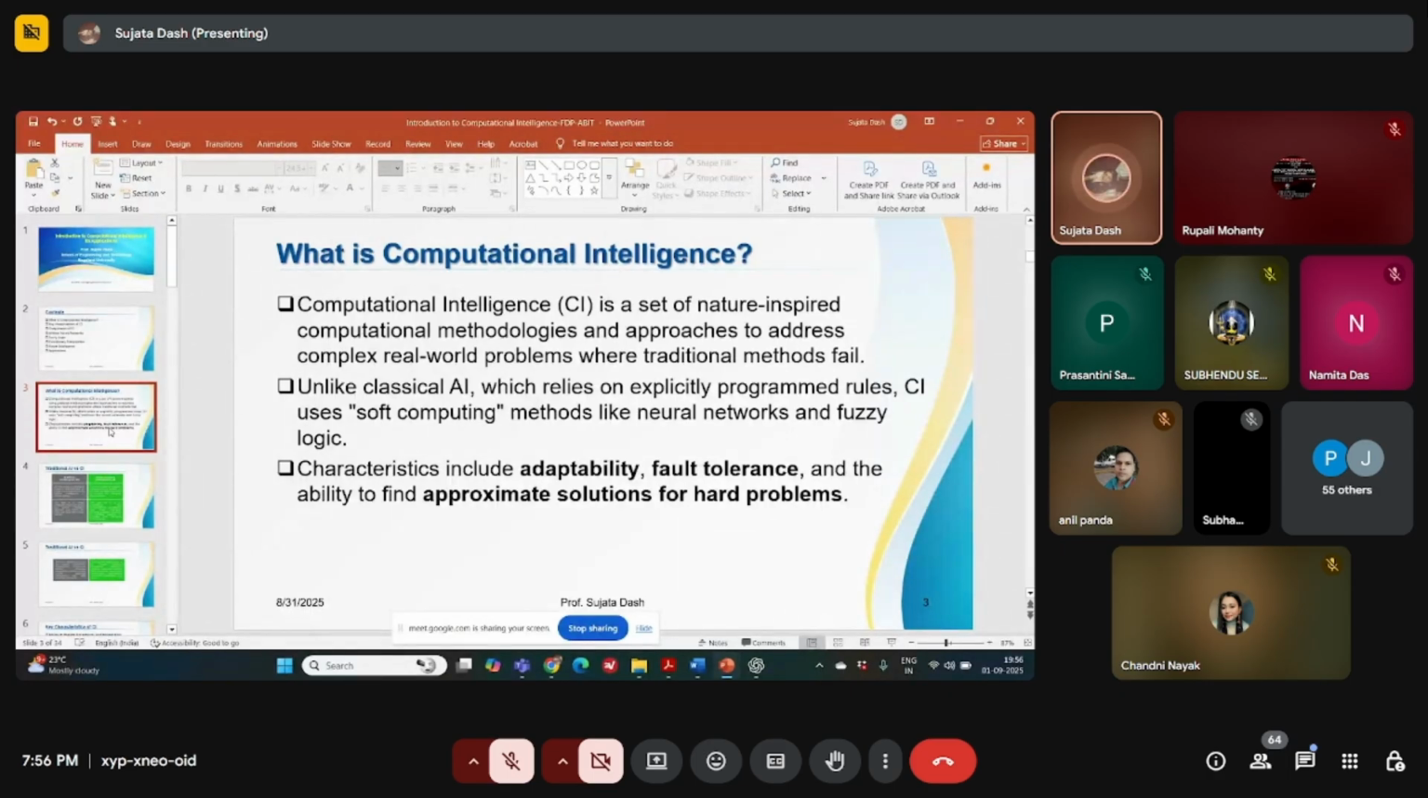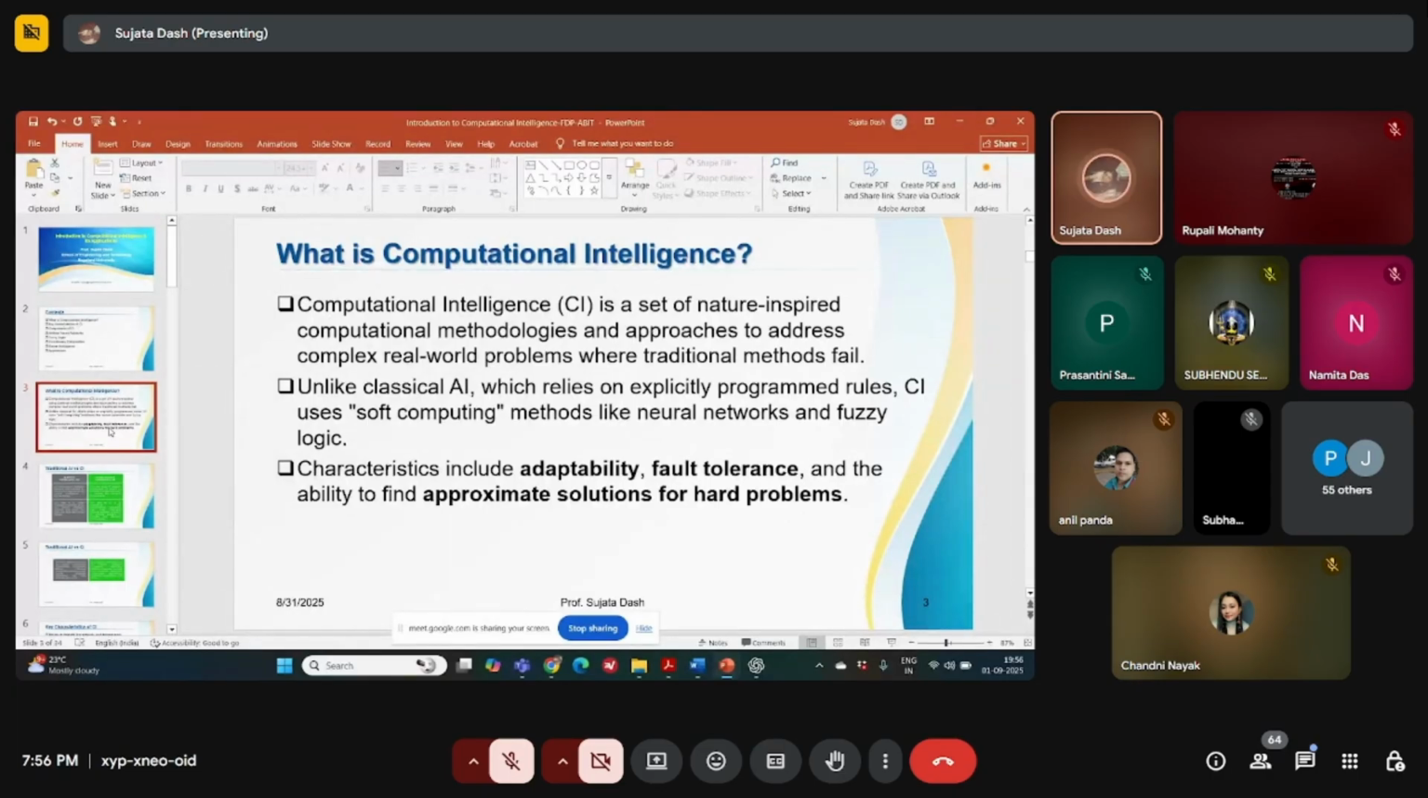The second component is fuzzy logic. It deals with reasoning that is approximate rather than fixed and exact. That enables computers to work with linguistic variables, for example high, medium, low, rather than just using binary values, true or false. So this is the advantage of fuzzy logic.